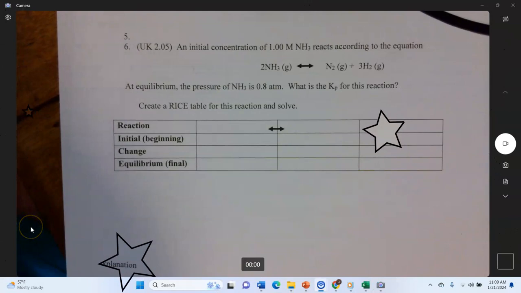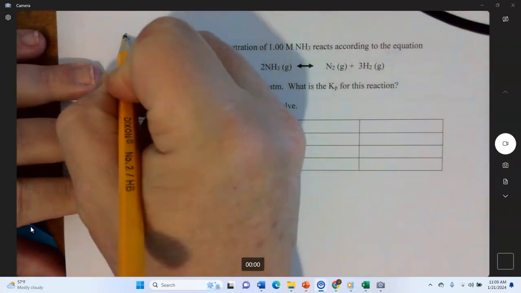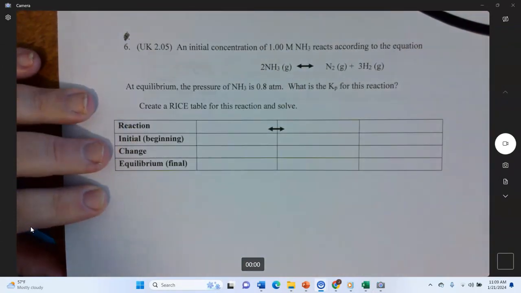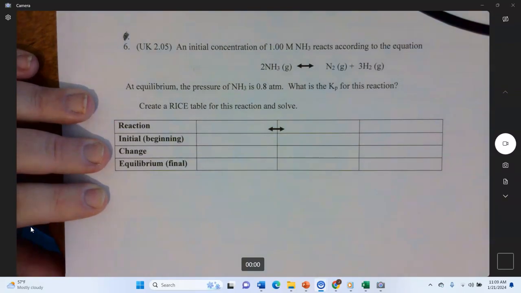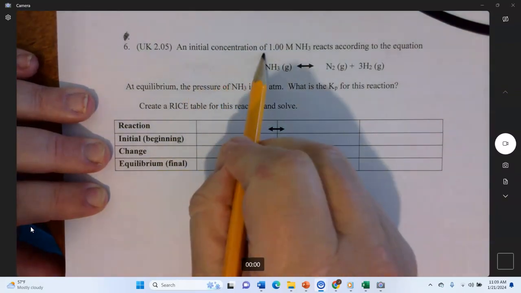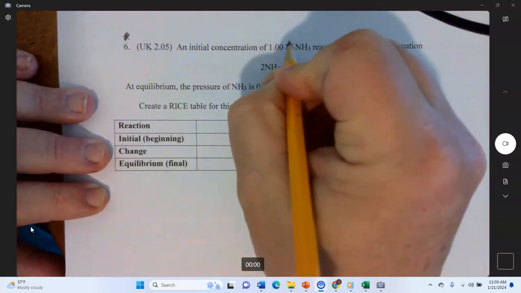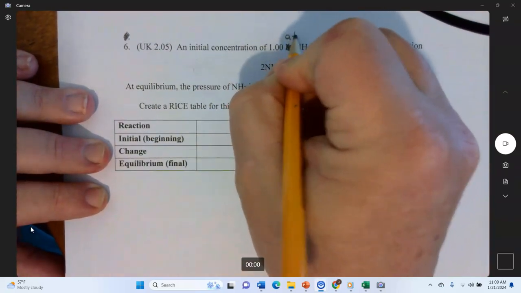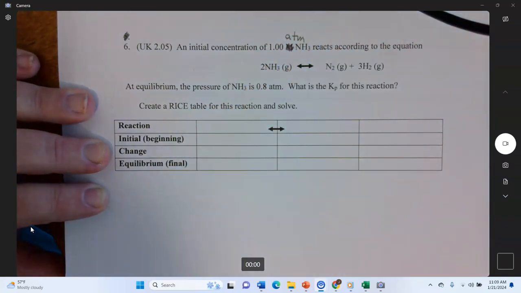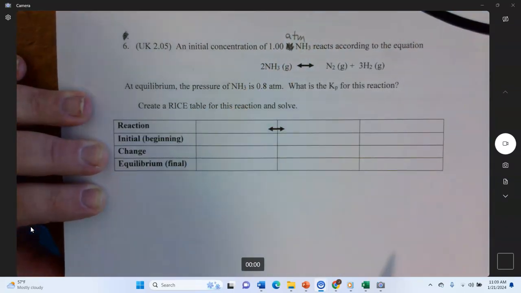Okay, the next problem. So we're moving on. There is no problem 5. It was just a skip in the numbering. Okay, and there is a correction. It says an initial concentration of 1 molar NH3. Change that to atmosphere. So this is a problem dealing with pressure, not concentration in molarity. Pressure is measured in atmospheres, okay?